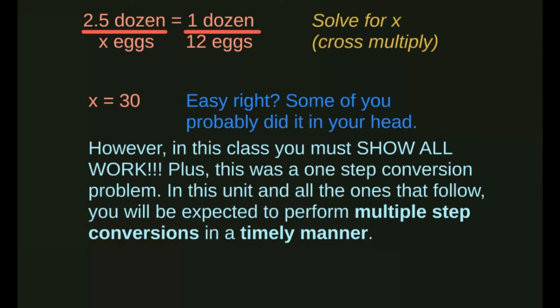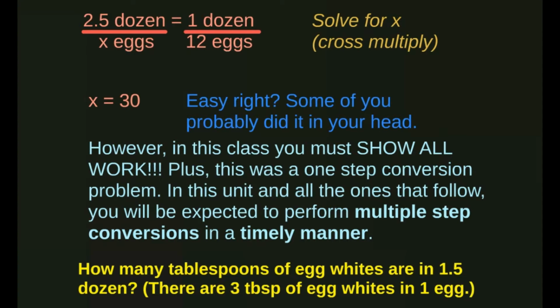Plus, this is a one-step conversion problem, and in the units that's going to follow, you're going to have to do multiple steps in a timely manner. You're not going to have all day to finish this next test. So anyway, if I were to ask you how many tablespoons of egg whites are in 1.5 dozen, how would you actually figure it out?